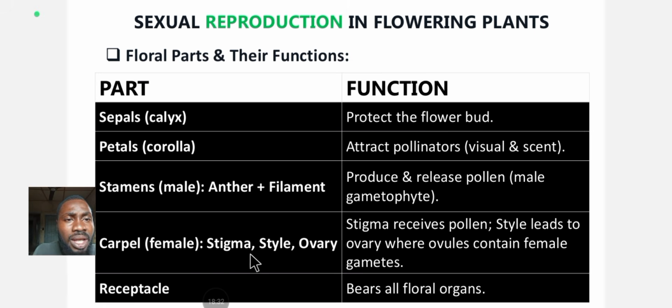It contains the stigma, it contains the style, and it contains the ovary. The carpel contains what? The stigma, the style, and the ovary. You can also choose to call it carpel, but I like calling it carpel.